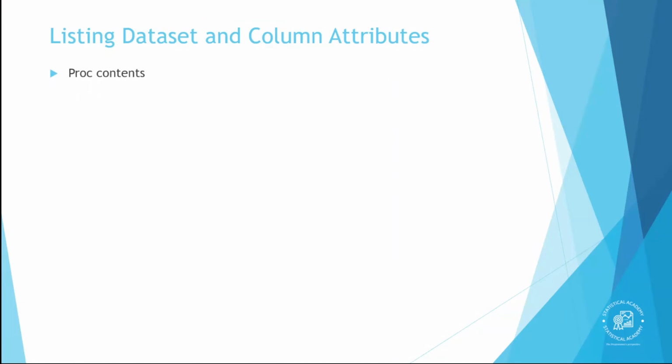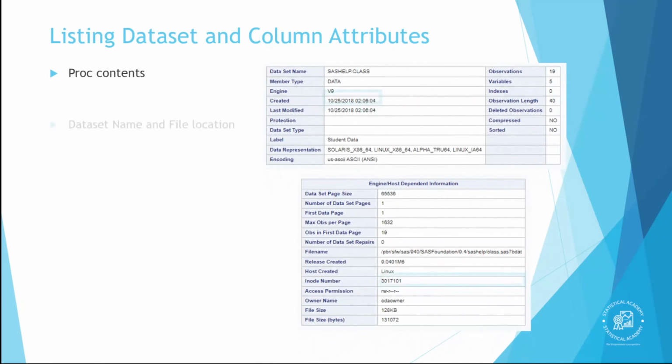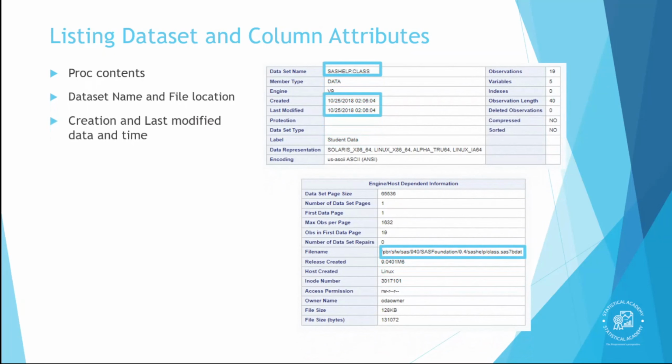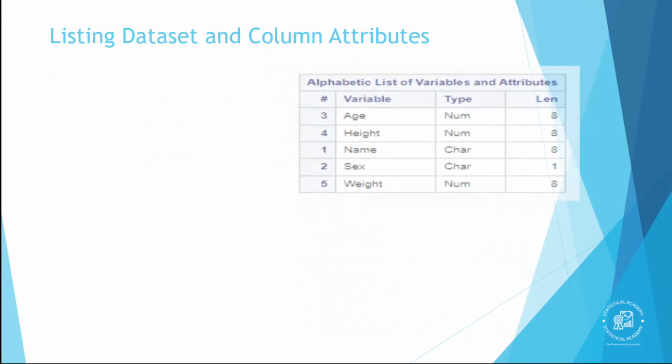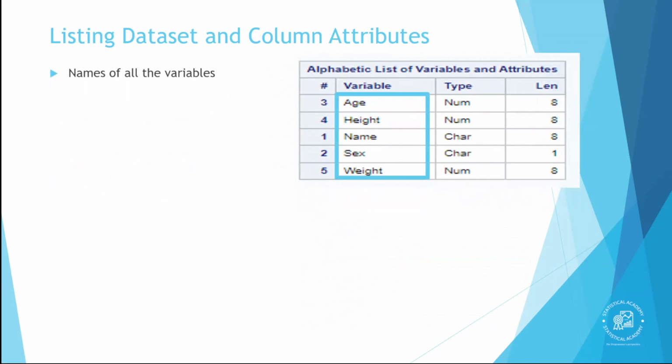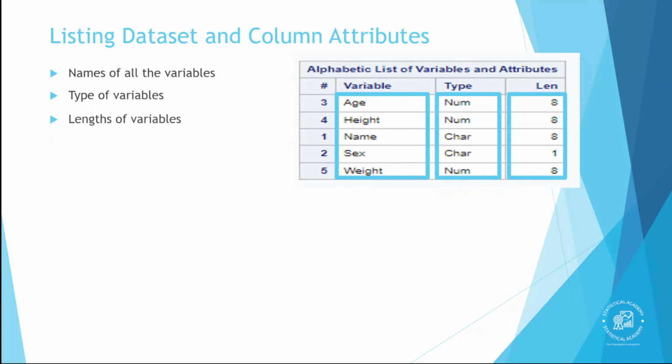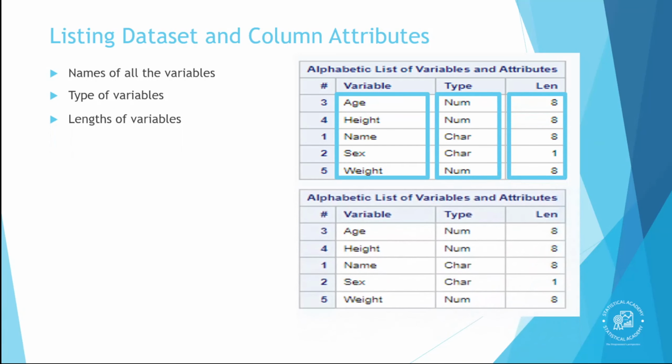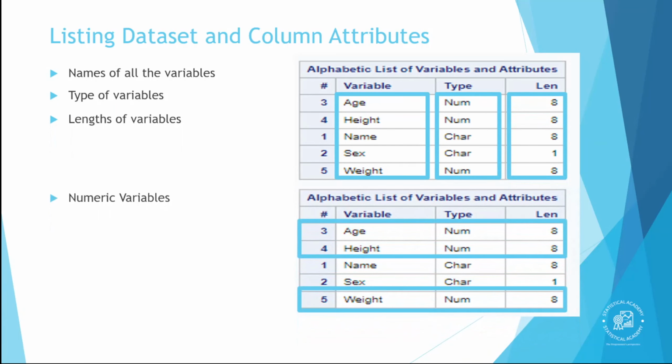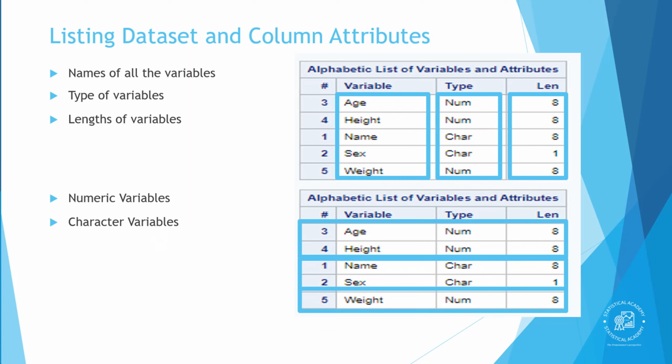The first two sections of the report give general information about the table, including where the table is stored, when it was created and modified, and the number of rows and columns. Let us focus on this table, the alphabetic list of variables and attributes. The names of all the columns in the table are listed here along with their type and length. The class table has numeric columns age, height and weight. They all have a length of 8. We also have 2 character columns. Name has a length of 8 bytes, meaning it can store names with up to 8 characters. Sex has a length of 1, which is appropriate because it only contains 1-letter codes.